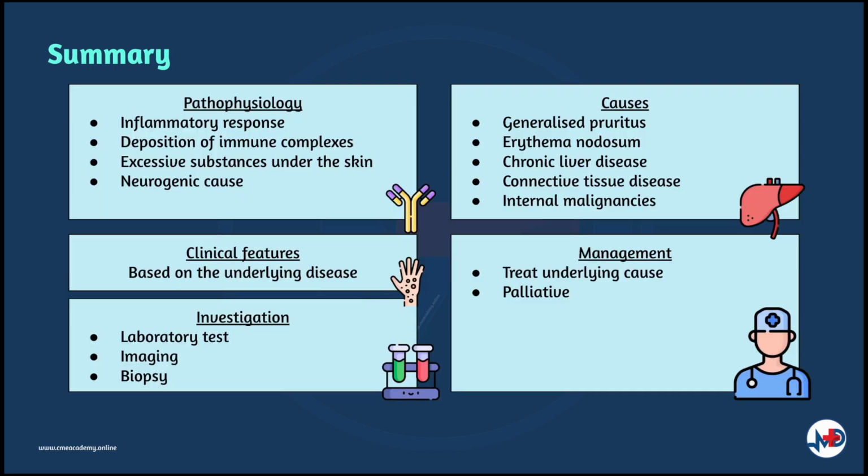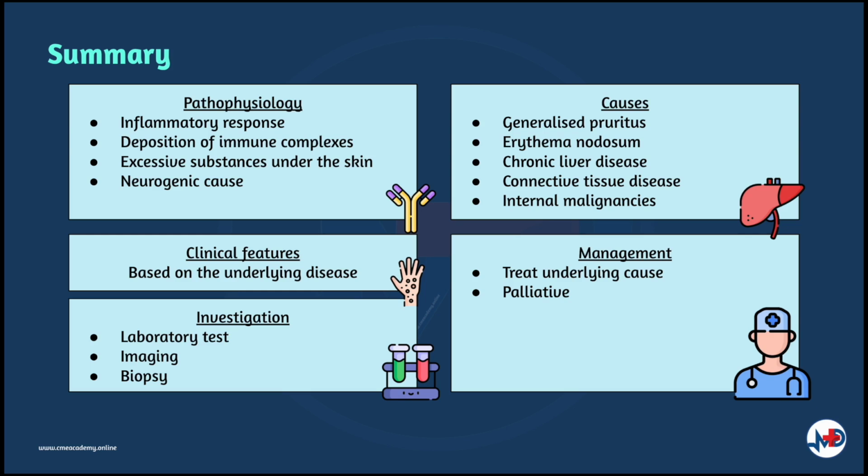So let's summarize. Skin manifestations in systemic diseases are a result of either inflammatory response, deposition of immune complexes, excessive substances under the skin, or neurogenic cause. In generalized pruritus, the nerve endings are sensitive to pruritogenic substances released in various medical conditions, while erythema nodosum is a delayed hypersensitivity reaction to a variety of circulating antigens.